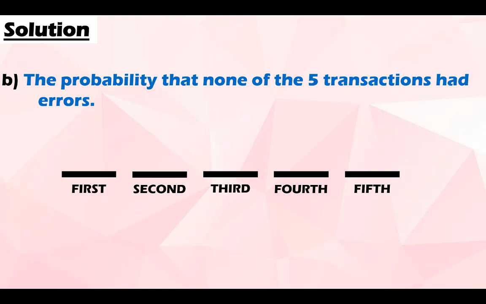If you think of it in terms of percentages, 0.02 is 2%. So there's a 2% chance that the cashier made an error, which means there's a 98% chance that the cashier did not make an error.